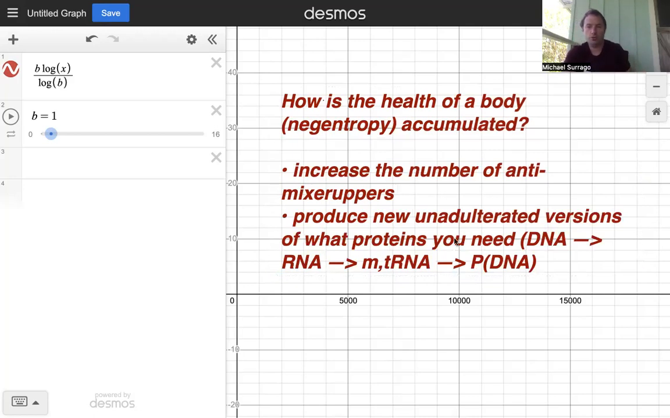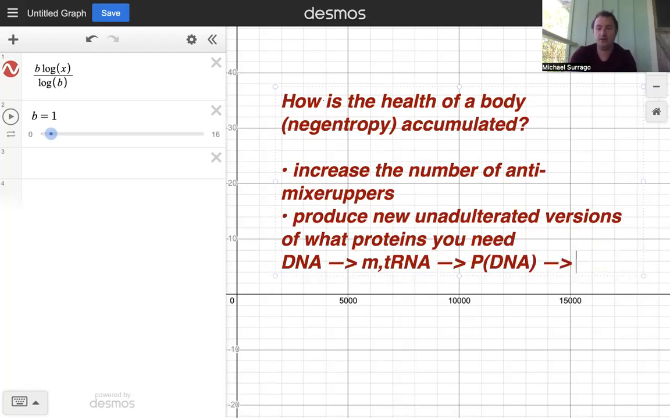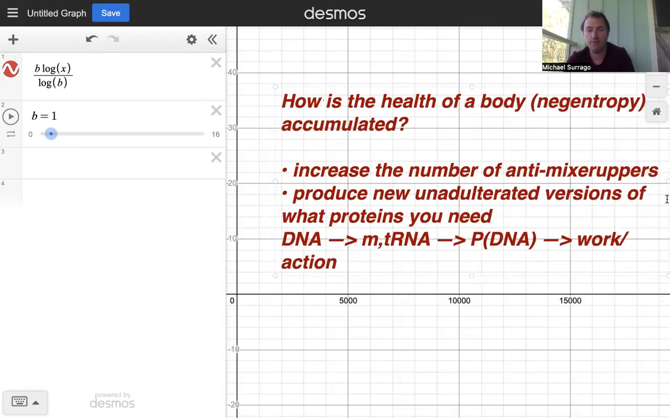DNA right there is going to code for RNA, which then goes through the whole process for mRNA. I could actually just condense this, and then you just get the protein, the DNA, and then there's some sort of work or action that is performed. By the way, I want to define work and action formally again.